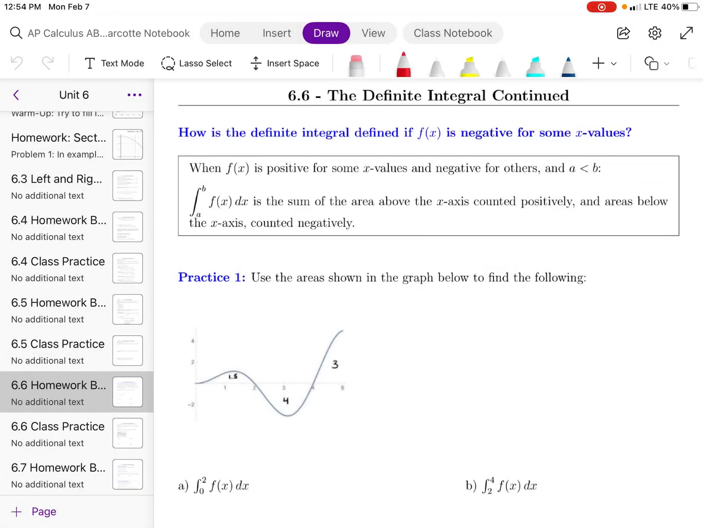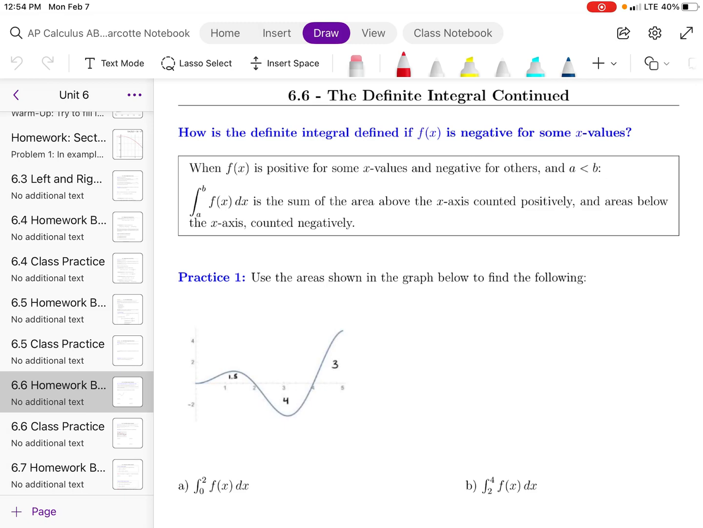Hello everyone. So today we're going to talk about the definite integral again. Here's the big question: how is the definite integral defined if the function is negative for some x values? So far I've really been just giving you definite integrals where the function values are positive.